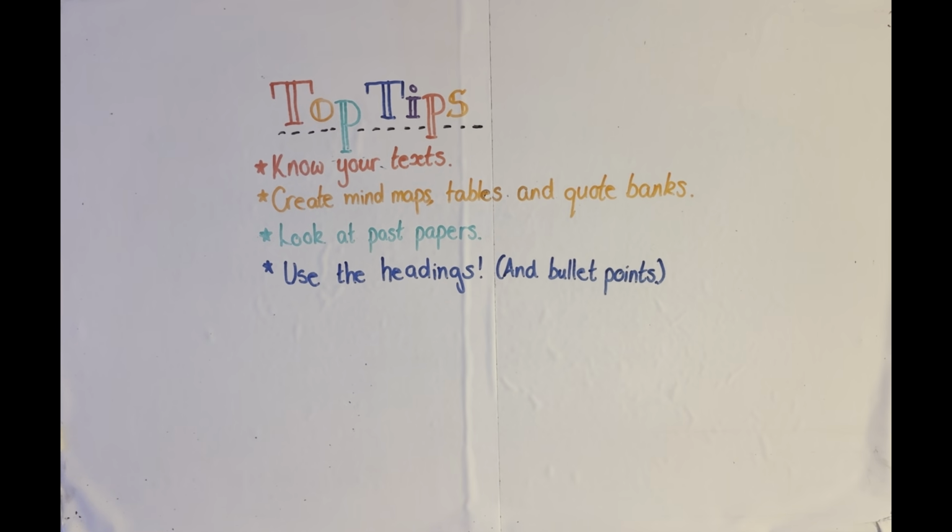And lastly, use the headings and bullet points. It makes it so much easier for your marker to find your answer. I know it might not seem right, but it is. And don't write just pages and pages and pages of nothing, because that's just going to waste your time. And there you have it. That is my quick guide on how to do the 8-mark question at National 5.